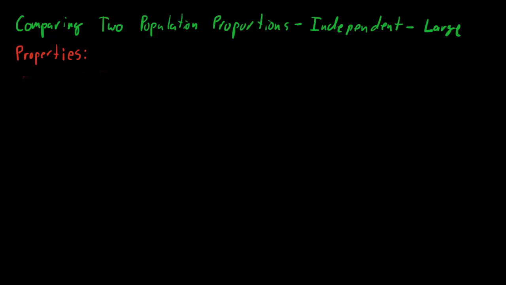In previous videos, we looked at how we can compare population means from two different populations when we have independent sampling and large samples, but we never looked at how we can do the same kind of calculation for population proportions. So in this video, we're going to explore how to do that. First, we're going to cover some basic properties of the distribution of our P1 hat minus P2 hat values, so the sample proportions for each of those and the difference between them.